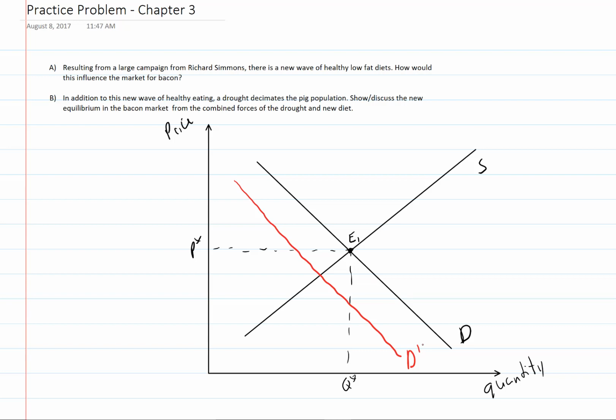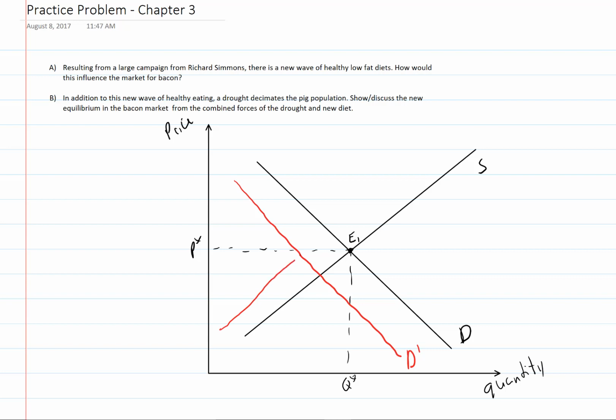Okay, so let's look at really what's happening in Part B. So in Part B, we see there's a drought that's decimating the pig population. This is going to really reduce the number of producers in the market. And we know the number of producers is one of the key determinants of supply. And so with fewer producers, that means the total supply in the market, so the supply curve in the market, will start to shift to the left.